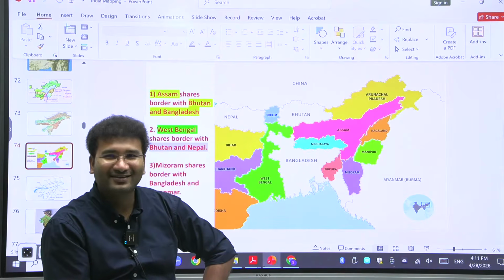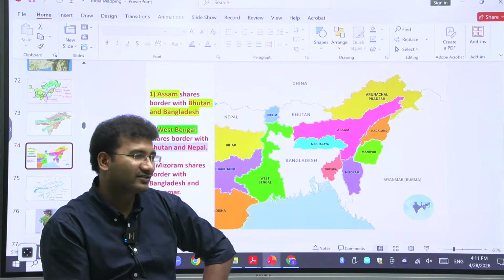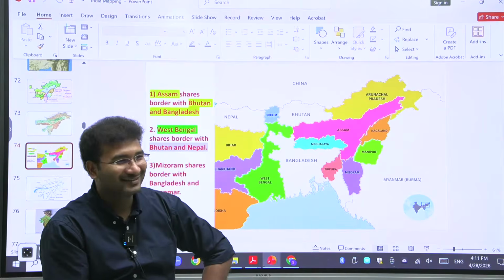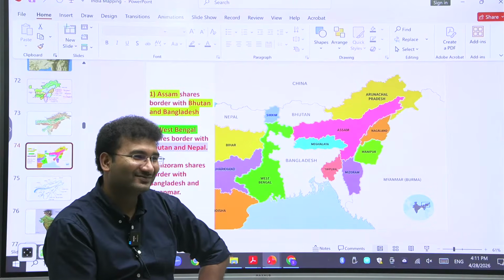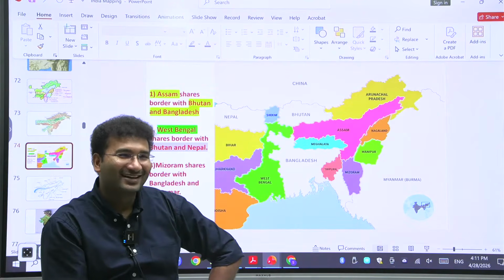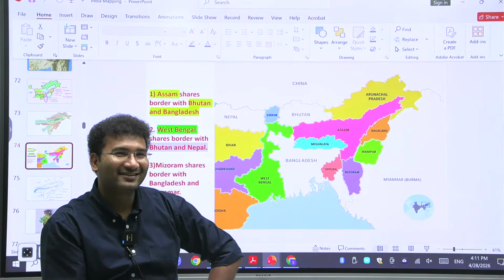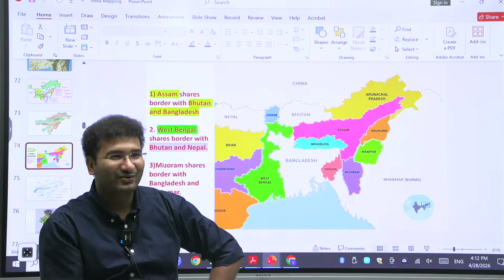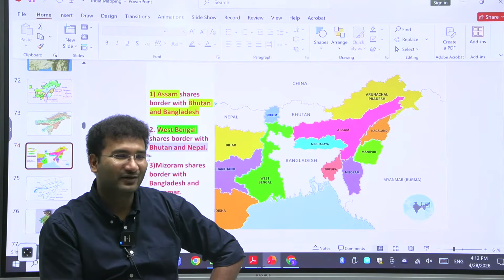Wait, think. Which state has the shortest coastline? Goa is the state. Union territory or state? Pakka. When did it form? How many union territories are there in India? Name them. Goa, Daman and Diu and Dadar and Nagar Haveli, it is only one. Okay. So it is only one.